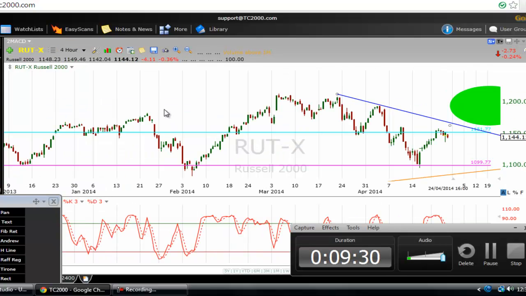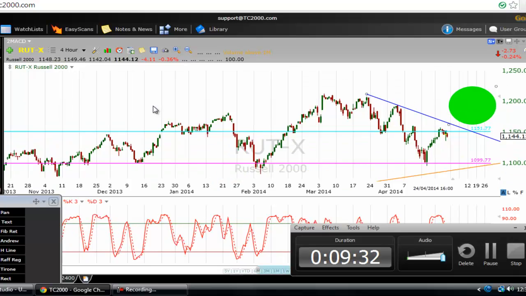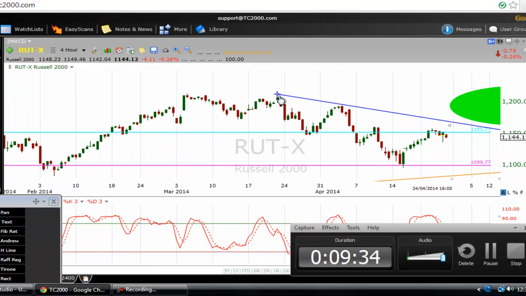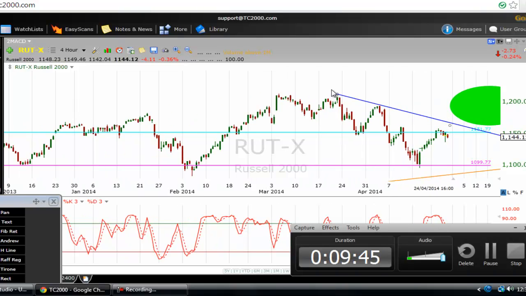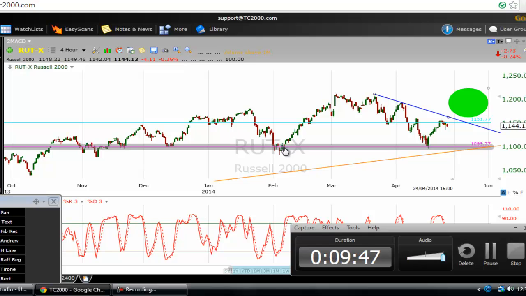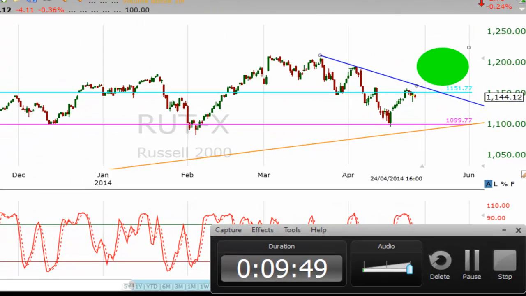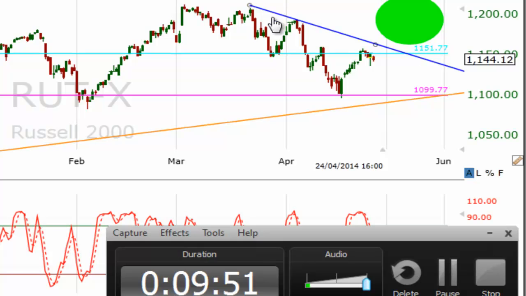Let's go to the 4-hour chart. What do we see? On the 4-hour chart, I want you to remember this blue line here. There was a high, a lower high, a lower high, and now we are stuck below this blue line. So my message, to cut a long story short, is that if you want to be bullish, at least allow it to go above the blue line to come to this green zone.